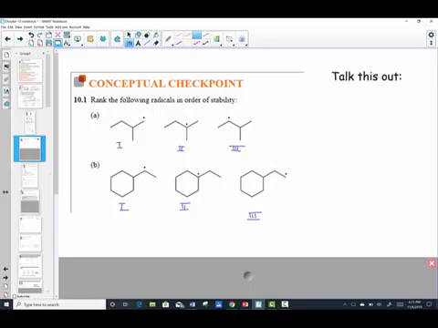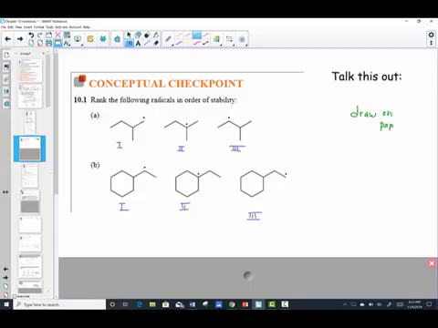This is taken from 10.1, a conceptual checkpoint. So you'll see this on your homework. It simply asks us to rank the following radicals in order of stability. And I'd encourage you to pause the video and think this out. And then when ready, come back and let's compare. So in your notes at this point, you've drawn out the three structures for letter A. You've drawn out the three structures for letter B. Draw them onto your paper.